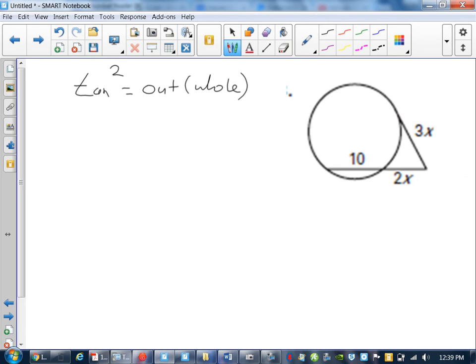Number 23. When you have tangent secant squared, that tangent secant is 3x. Three x quantity squared is 9x squared. Most of you guys probably just wrote 3x squared, and that's where you went wrong.